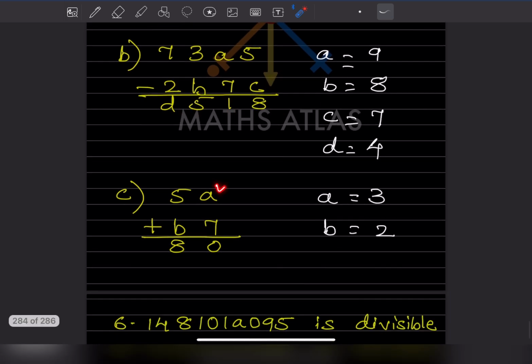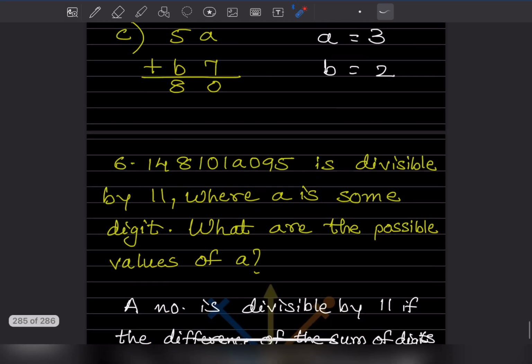Now look at here, we need A and B. This is 0, so it should be 10. So this should be 3. This will be 3. So 10 means 1 is carried over here. 5 plus 1 is 6, plus 2, that is going to be 8. So B is 2 and A is 3.